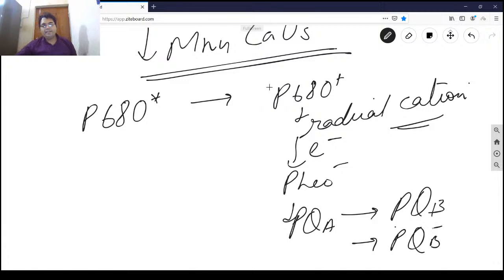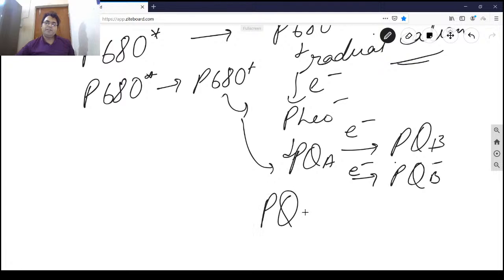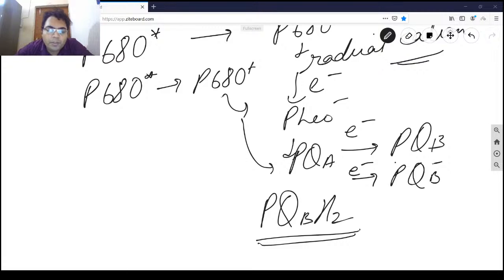And one more time, another P680 star will be oxidized, and it will become P680 plus. Again the same thing. Now when it gets two electrons and two protons, it will become PQBH2. It will take in two protons, and when PQB has acquired two electrons from PQA and two protons from the solvent water, then it becomes plastoquinol.